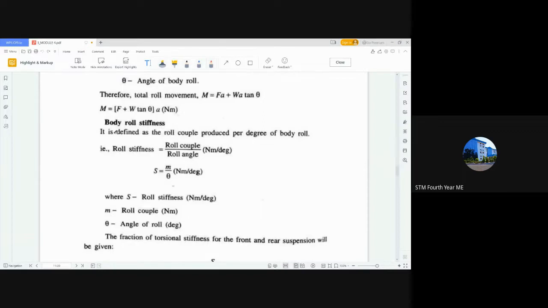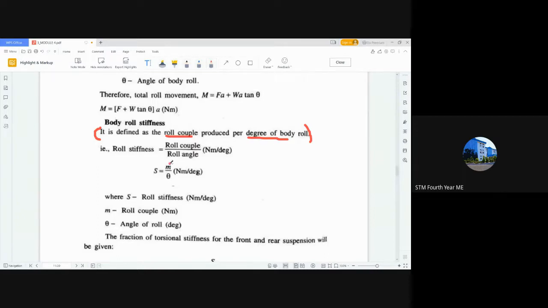Next, please write down body roll stiffness. The basic definition is, it is defined as the roll couple produced per degree of body roll. That definition itself is in the equation. So it is the roll couple produced per degree of body roll. Roll couple divided by roll angle. So roll couple is M.